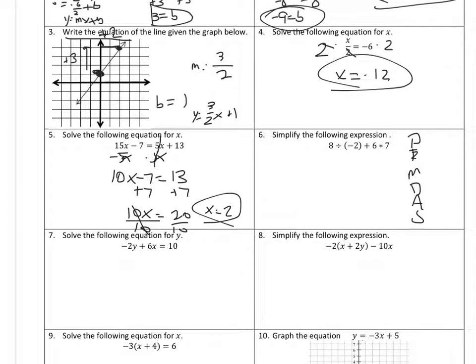You gotta follow this order. Parentheses, well, the parentheses are just around a negative 2. There's no operation in there. Exponents, no exponents, so let's go to multiplication and division.